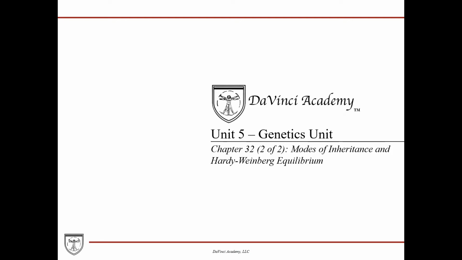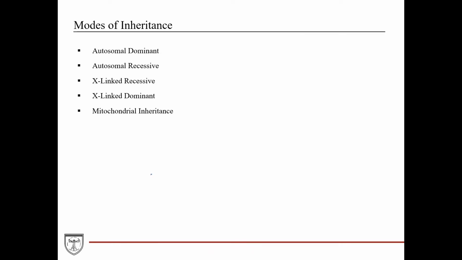All right, so this is the second lecture for chapter 32. In the previous lecture, we went over some of the principles of genetics, and in this lecture, we're going to go over the different modes of inheritance and the Hardy-Weinberg equilibrium. All right, so this is a list of the different modes of inheritance, and we're going to go through each of these individually on the subsequent slides.